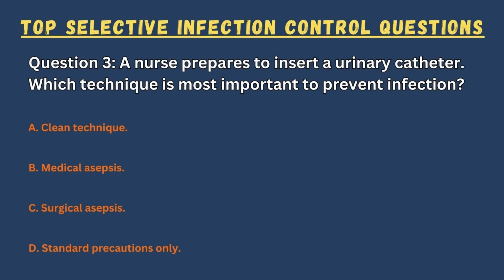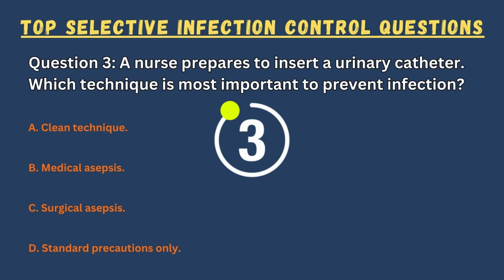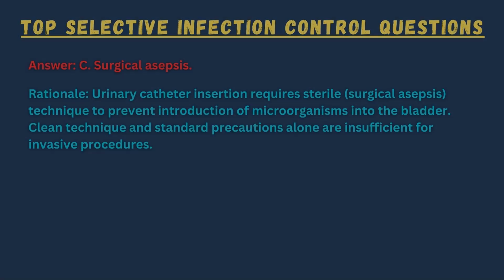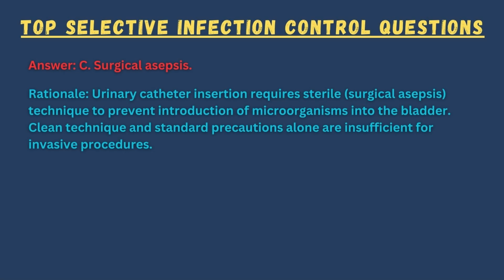Question 3. A nurse prepares to insert a urinary catheter. Which technique is most important to prevent infection? A. Clean technique. B. Medical asepsis. C. Surgical asepsis. D. Standard precautions only. Answer. C. Surgical asepsis. Rationale. Urinary catheter insertion requires sterile or surgical asepsis technique to prevent introduction of microorganisms into the bladder. Clean technique and standard precautions alone are insufficient for invasive procedures.